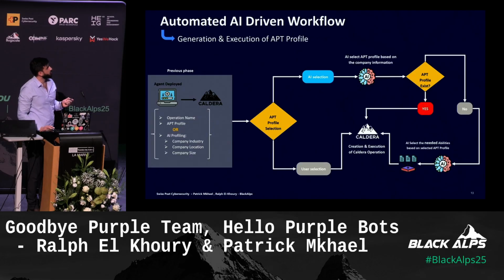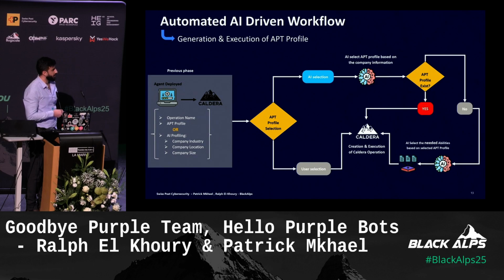The second step would be to generate and execute the APT profile, so the technique, the tactic, and the procedure that you're going to use in your purple team exercise. So here you have two choices. The first choice is to use a pre-selected APT profile that we saw in the front end, from the drop menu. In case you have chosen the first option, you selected the APT profile, so Caldera now will create and execute the needed operation or the pre-configured operation and abilities inside this profile.